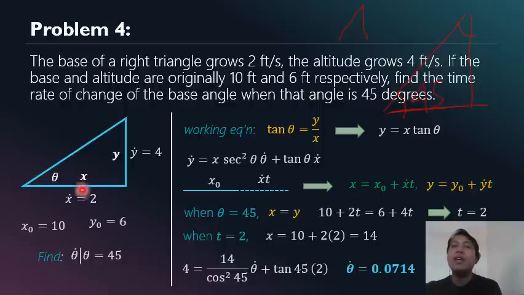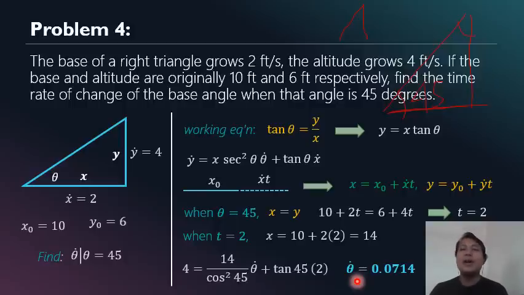Nag-i-increase kasi positive yung angle. No? This angle increases at a rate of 0.0714. Anong unit kung angle yan? Radian by default. Radian per second. Okay. So, kung gusto natin na degrees yan, ay di-convert natin sa degrees. 0.0714 multiply natin ng 180 at i-divide natin ng pi. Ang sagot, around 4.1 degrees. So, it changes at around 4.1 degrees per second. Okay, so ayun po, na-solve na natin yung problem.